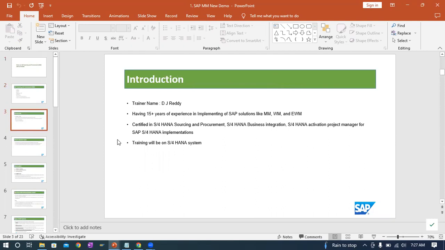Let me introduce myself. My name is DJ Reddy. I have around 15 years of experience, and for the last 12 years I have been in the teaching field. I have trained multiple batches. I am certified in sourcing and procurement with S4HANA. I have done my certification in S4HANA business integration, with integration across all modules. I have also done my certification in Activate methodology as project management.